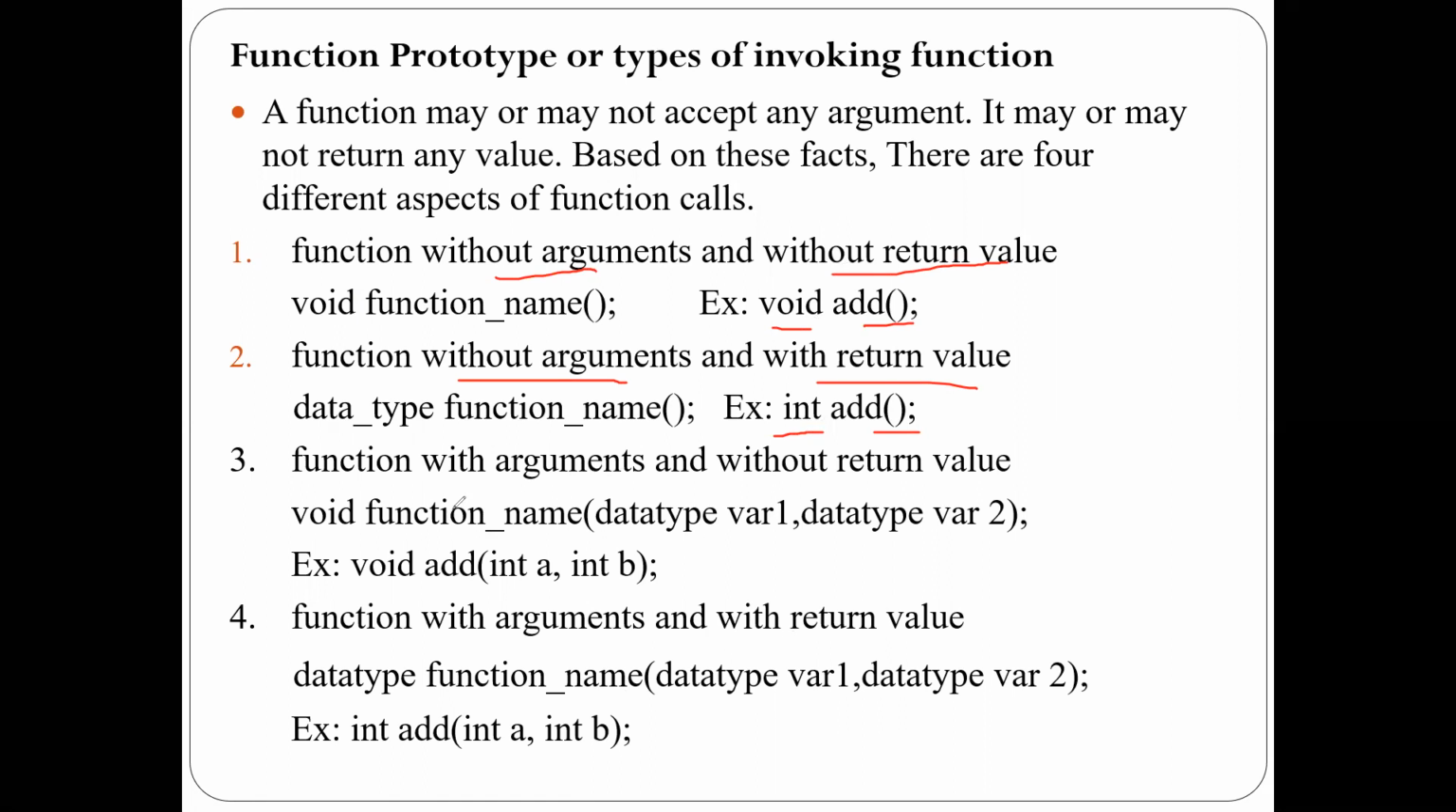And the third one is a function with argument and without return value. That means the function is going to pass a value, but it is not going to return any value, so we only specify void. And the last one is the function with argument and with return value. That means the function has arguments and the return type is integer, as an example. We can see them one by one to understand.